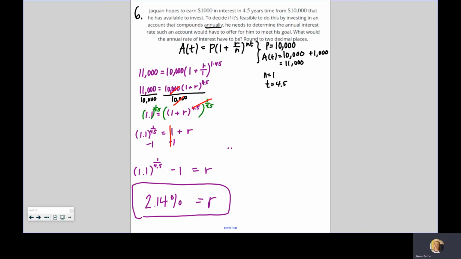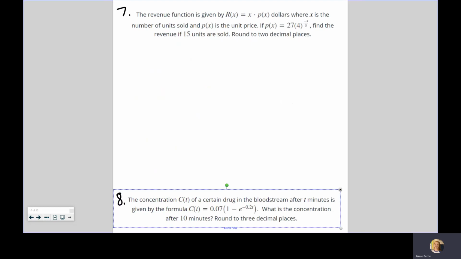Okay. We have 2 more. Like I said, these are just sort of random applications. The first one we have here says the revenue function is given by R of X equals X times P of X dollars, where X is the number of units sold and P of X is the unit price. If P of X, the unit price, is equal to 27 times 4 raised to the negative X over 5, find the revenue if 15 units are sold. Round your answer to 2 decimal places.